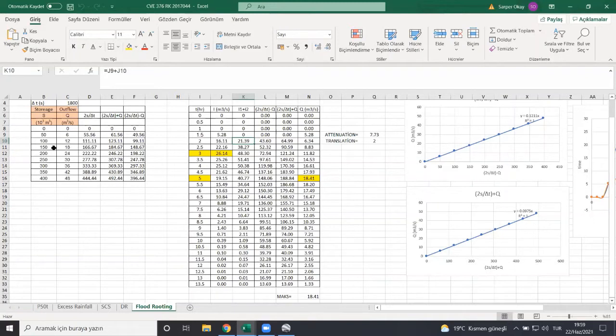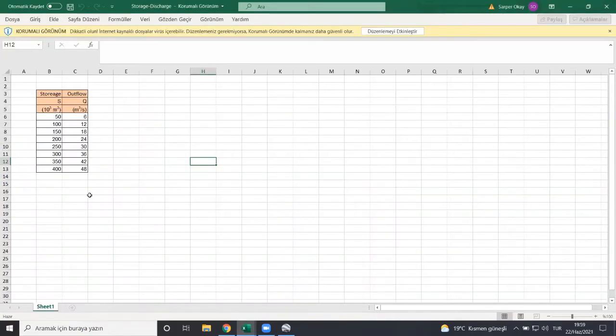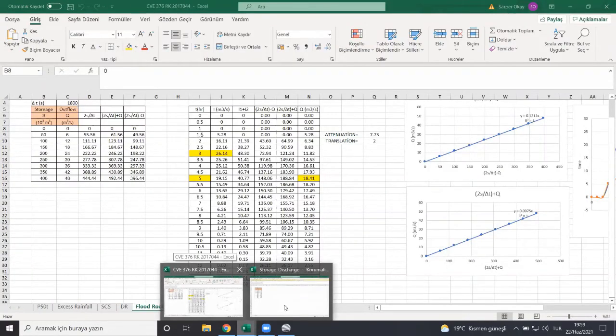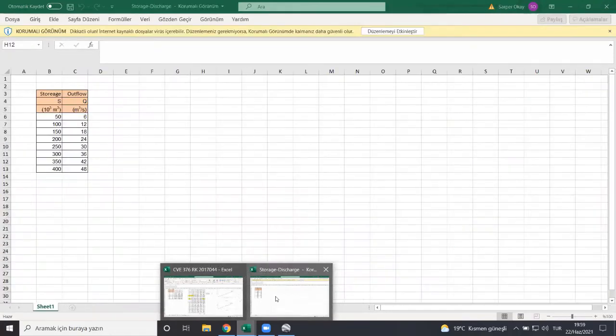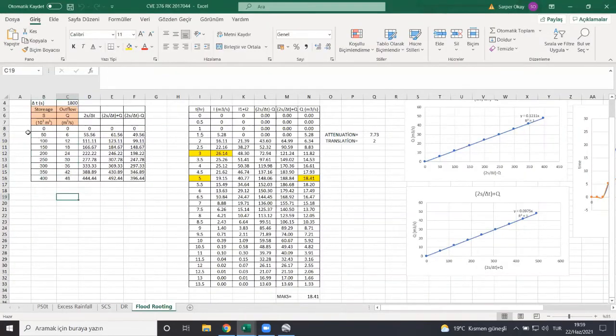It's actually about your homework 7, but let me summarize it for you very easily. These storage and discharge values will be taken from here. Okay, storage and discharge. Are they the same? They are actually the same. We're lucky. Once you get these storage and discharge values, you need to calculate 2S/Δt, 2S/Δt + Q, and 2S/Δt - Q.